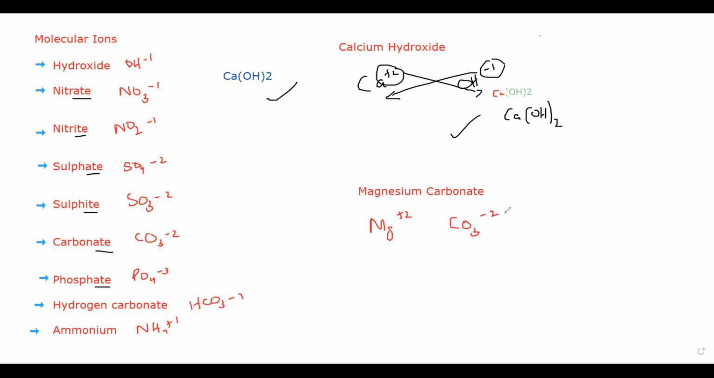Carbonate is CO3. So it is MgCO3. That's right, but as you can see, because there is only one carbonate, we don't have to put the bracket. If it was two or three carbonates, then we would have to put the bracket. When you cross multiply, it will come out as MgCO3. This is right, but don't put these brackets, as they are not needed in the case of one carbonate ion. Yeah, that's right, MgCO3.